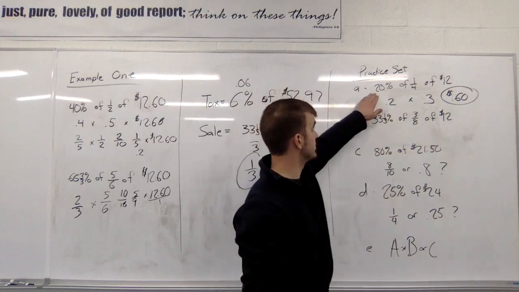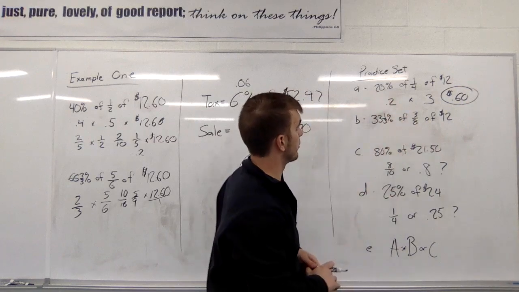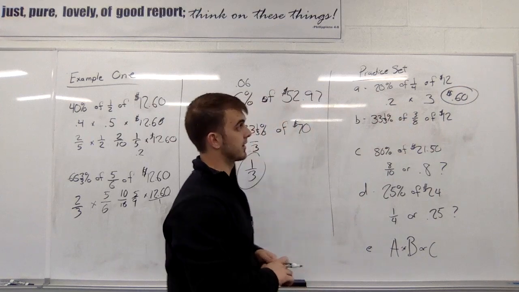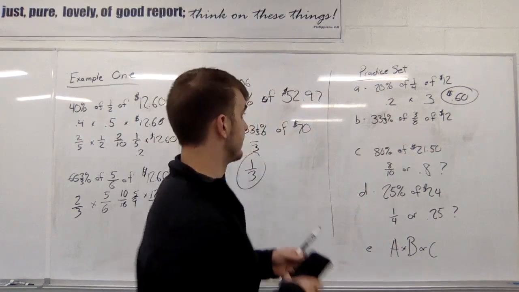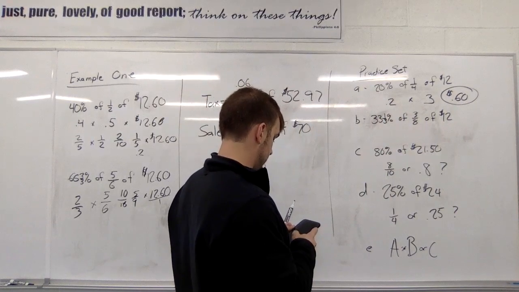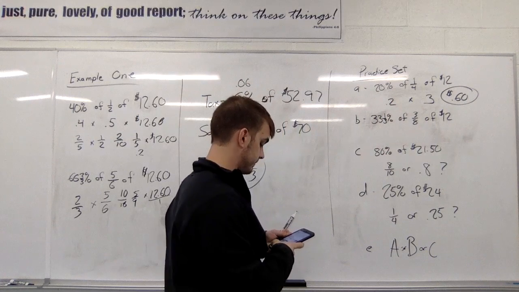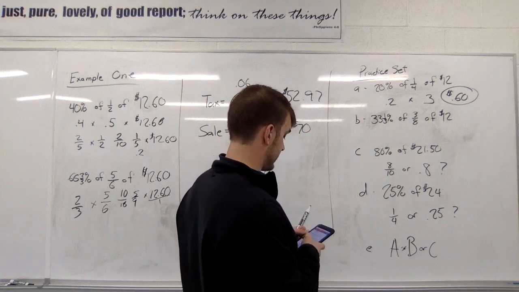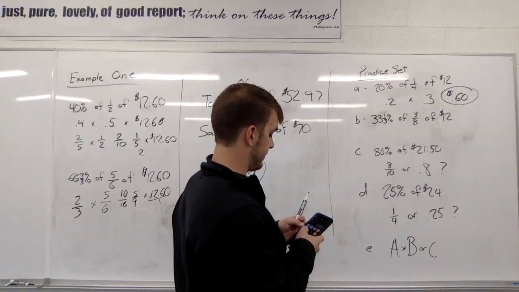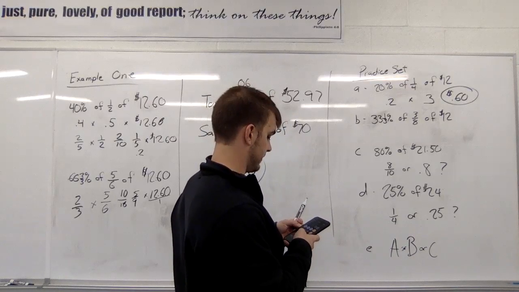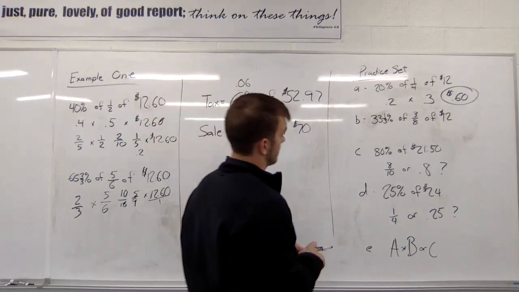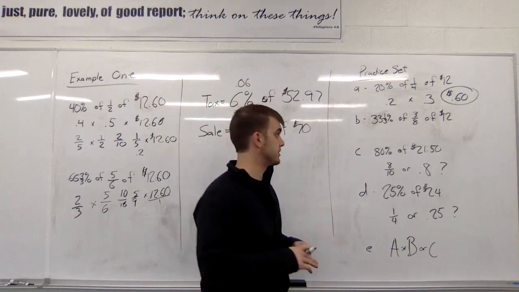Or you can go 0.2 times 1/4, or 1/5 times 1/4 gives you 1/20th. 1/20th of 12 is, just going to use my calculator here and figure this out. So 0.2 times 5 times 12 is 60. So a little bit of flexibility, up to you a little bit.